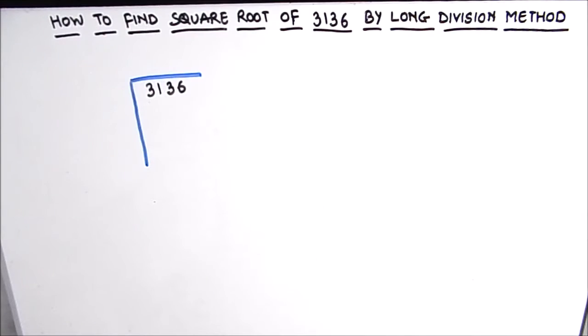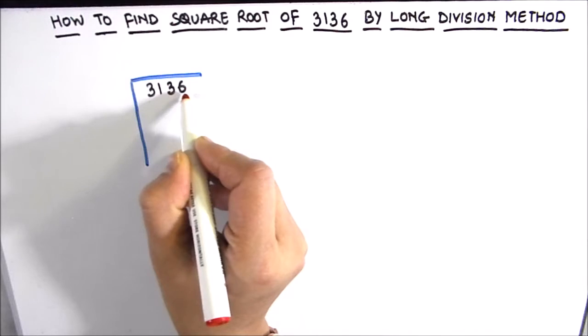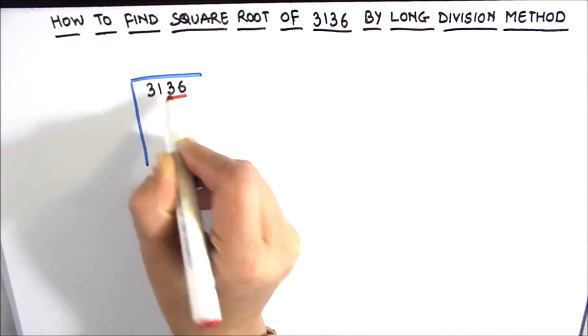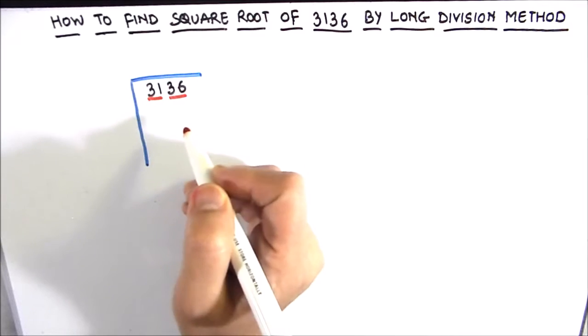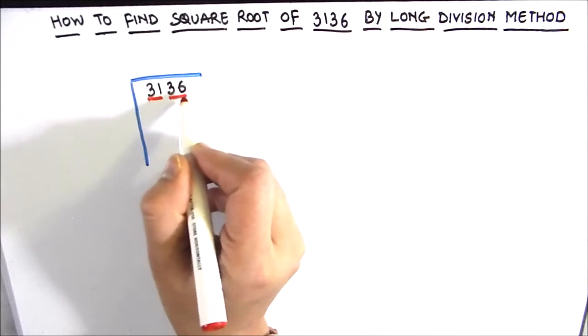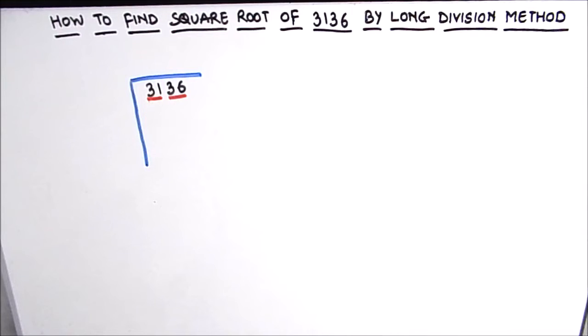The first step in finding the square root of 3136 is to group the digits in pairs, starting with the digit in the units place. The digit in the units place is 6. If we group two digits from here, 36 is one group and the other group is 31. So we have two groups, 31 and 36. We are not going to consider single digits, but one group of digits at a time.